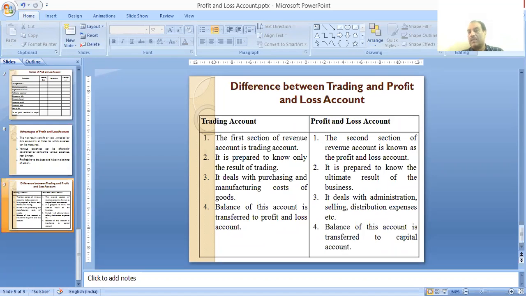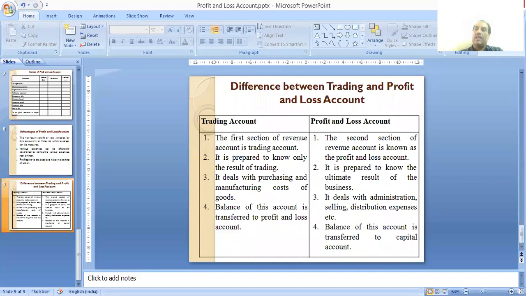Third, it deals with purchasing and manufacturing cost of goods. Trading account deals with purchasing and manufacturing costs of goods only, whereas the profit and loss account deals with administrative expenses. Already you have seen selling expenses, distribution expenses. So this is the third difference: in trading account only purchasing and manufacturing costs of goods are considered, whereas the profit and loss account deals with the other items of expenses also, like administrative, selling and distribution expenses.